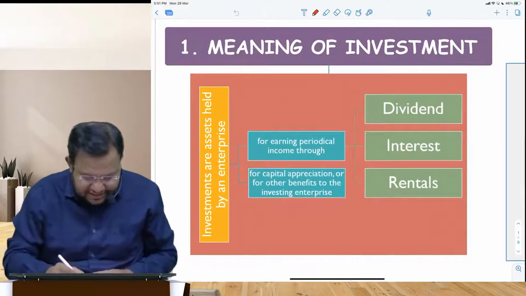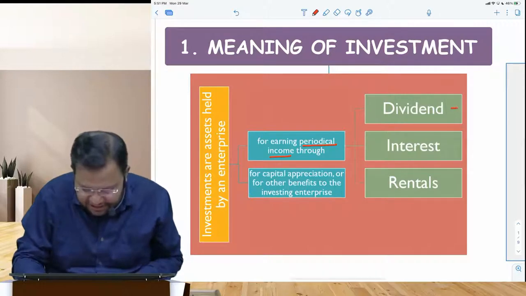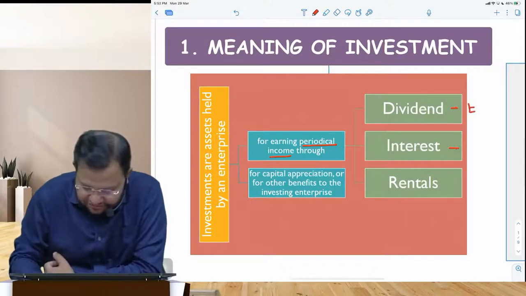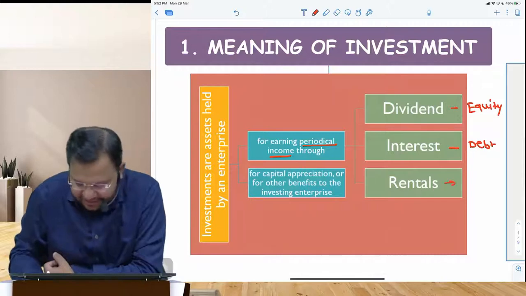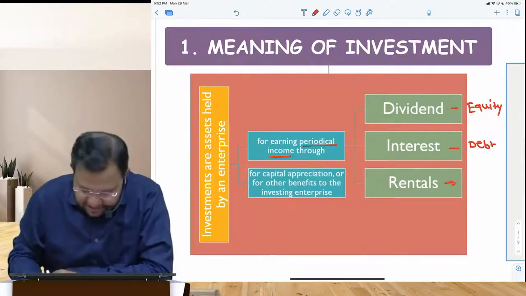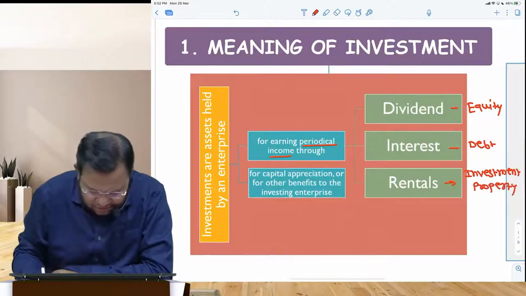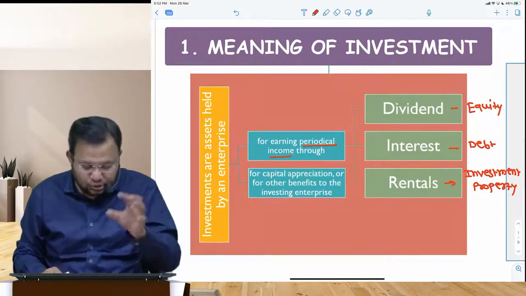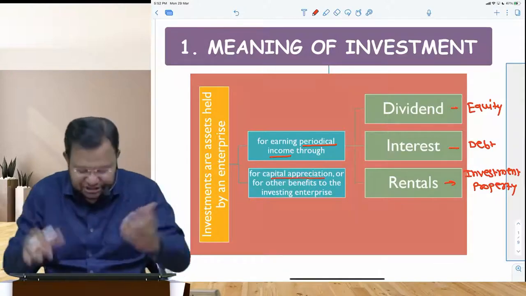So investment is basically for earning either a periodical income through dividend in case of equity shares, interest in case of debt. So this is for equity, this is for debt, and rental is for real estate. But for a real estate, AS 13 uses a fancy name. It calls it as investment property. So investment is with the objective of earning periodical income through dividend, interest, or rental, or for capital appreciation.